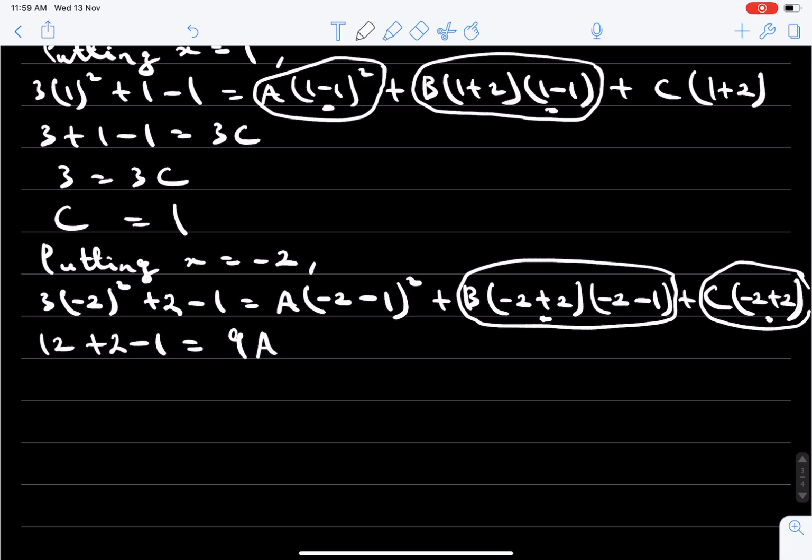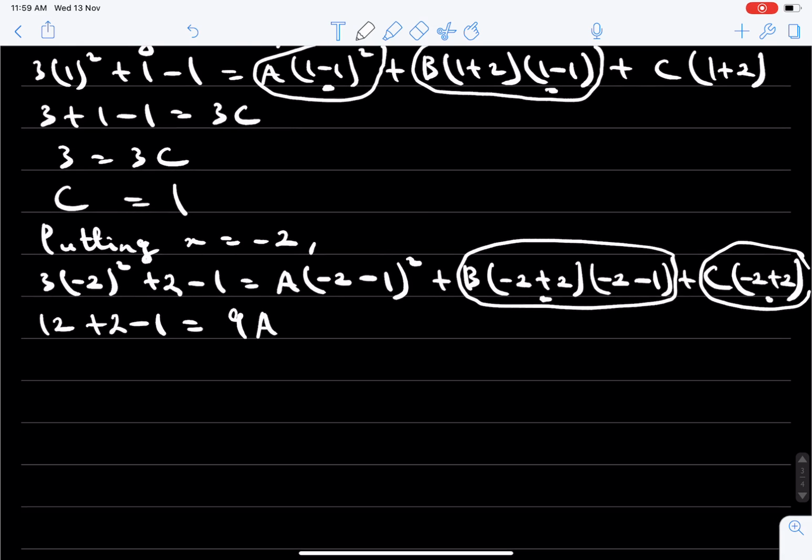So this is minus 2 squared is 4. 4 times 3 is 12. 12 plus 2 minus 1 equals minus 3 squared is 9, 9a. And this becomes 12 plus 2 is 14. 14 minus 1 is 13. Is that what I'm supposed to get?